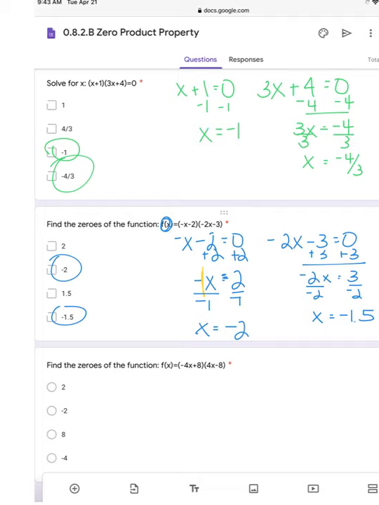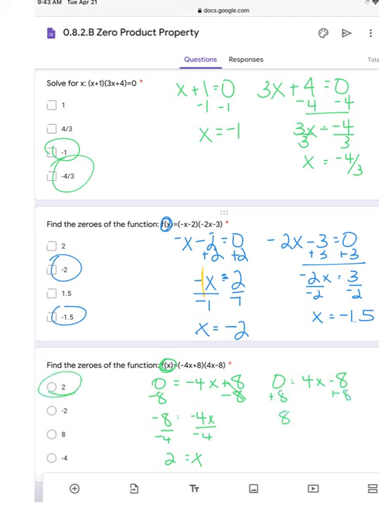Last one. We want that to be equal to 0. So you've got 0 equals negative 4x plus 8. And 0 equals 4x minus 8. So your first solution is x equals 2. Solve the second equation. Looks like that works out pretty nicely to 2. So this is what we call a double solution because you have 2 of the same answers. So you're only checking off one value over in the choices list.